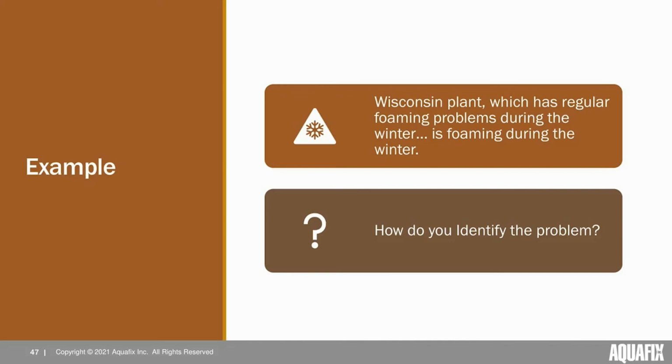All right, so I have a nice example problem here, just to get everybody thinking at the end of the presentation and make sure everybody is still here. We have a Wisconsin plant which regularly has foaming problems during the winter. How do you identify this problem?